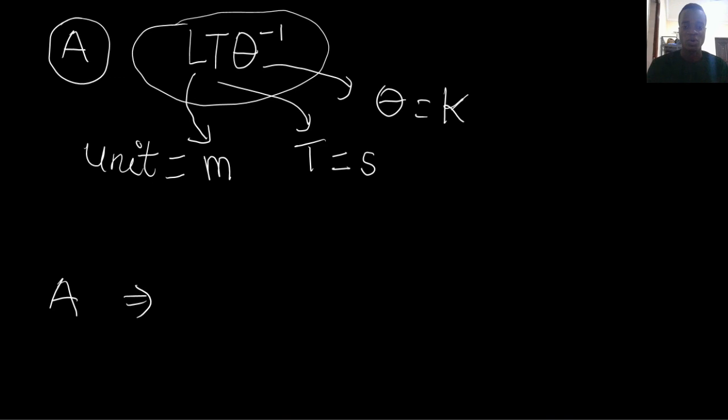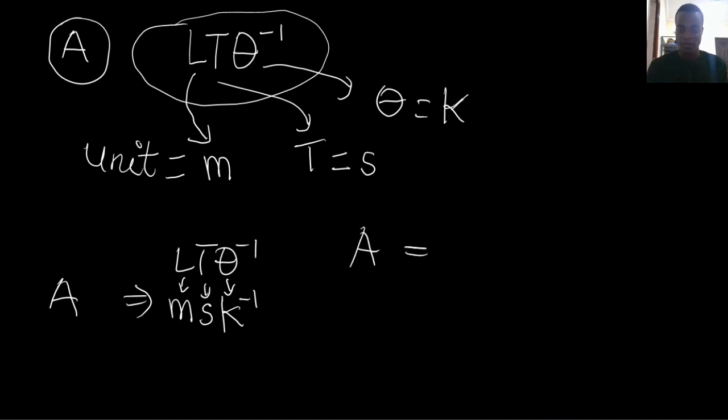We have L T theta to the power negative 1. L is meter. T is second. And theta is capital K to the power negative 1. So this is going to be the unit of A. The unit of A is meter second Kelvin to the power negative 1, or meter second per Kelvin. This is just an example of how to use that.